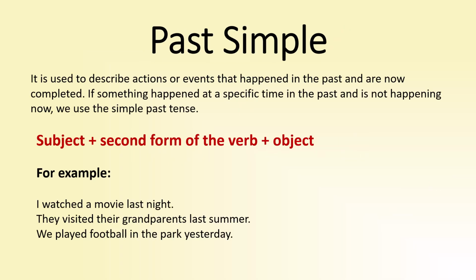Now starting with the past simple. What is past simple tense? These are used to describe actions or events that happened in the past and are completed. There is a simple syntax for this. First of all subject, then second form of the verb and then the object.